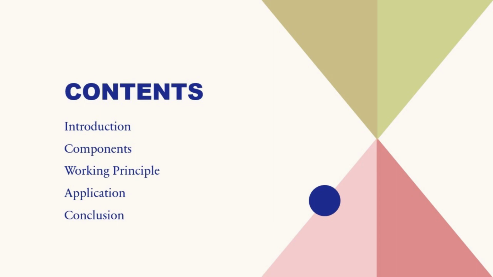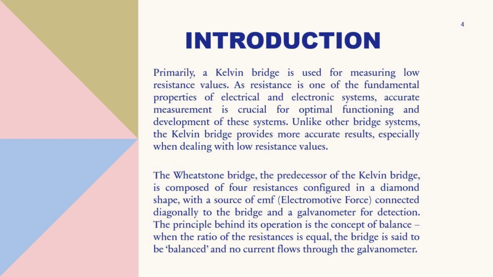Contents of our presentation include the introduction, components, working principle of the Kelvin bridge, application of the Kelvin bridge, and the conclusion. To begin with, a Kelvin bridge is used to measure the low resistance value of a system. As resistance is one of the fundamental properties of electrical and electronic systems, accurate measurement is needed for optimal functioning and development of the system.